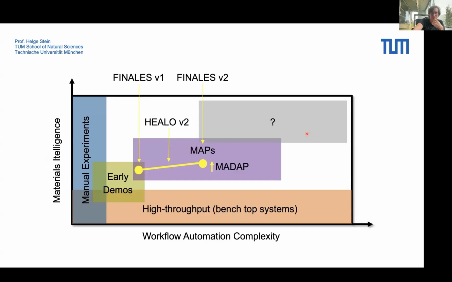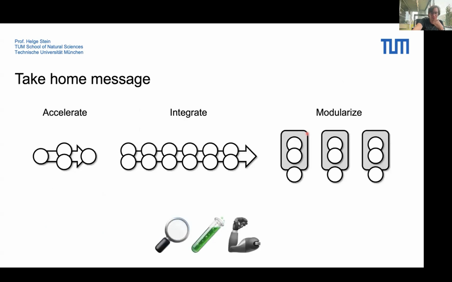So to summarize, I think we pushed to the left, at least, the workflow automation complexity and a little bit the materials intelligence, just because we're able to incorporate data from a very large and vast majority of sources. And the take-home message is, in order to do machine learning for batteries, and not just to optimize singular materials but to optimize entire systems, we need to accelerate our individual research tasks. We need to integrate them. And then we also need to modularize them, in the sense of actually integrating experiments and theory. And if we do all of this together, then I think we can accelerate battery science at the pace that is necessary.